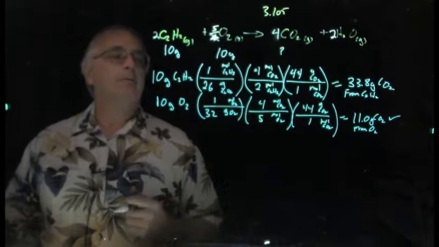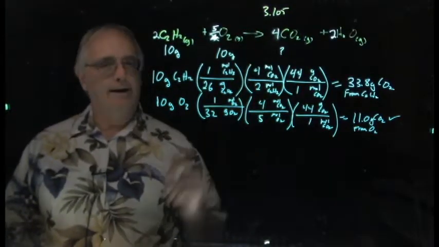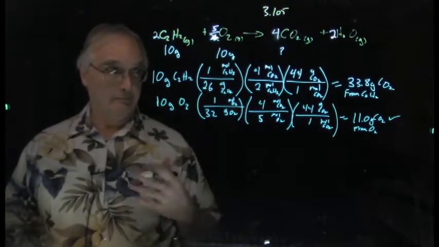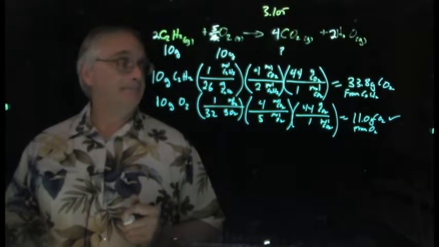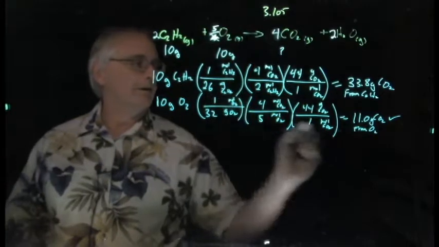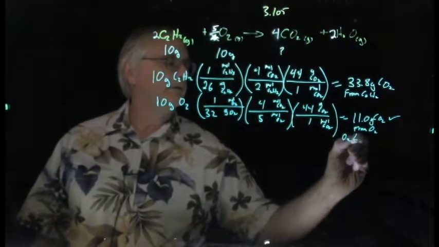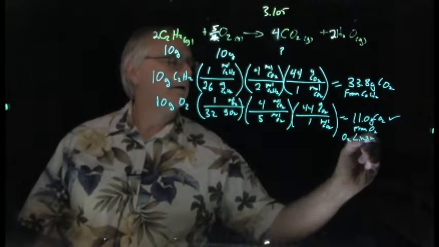So the answer to part of the question here, how much carbon dioxide is this reaction mixture going to produce? 11 grams of carbon dioxide. Oxygen is our limiting reagent. Let me write that down too. Oxygen is the limiting reagent.